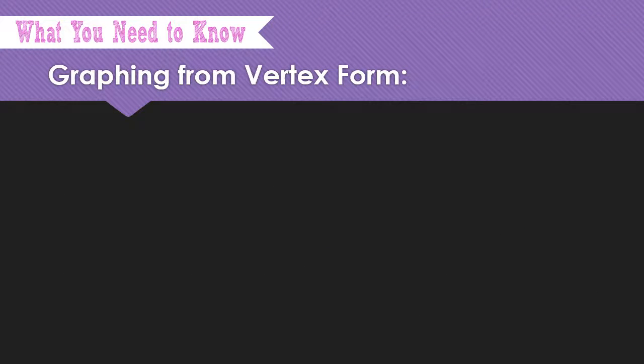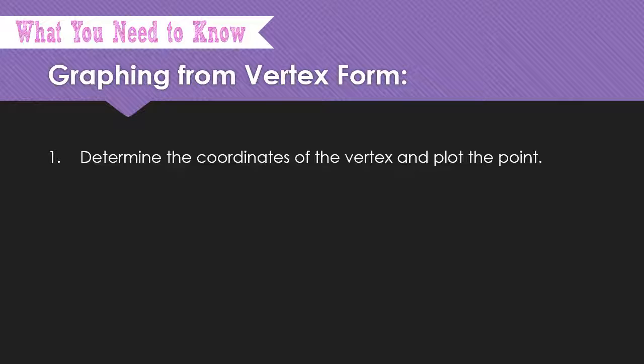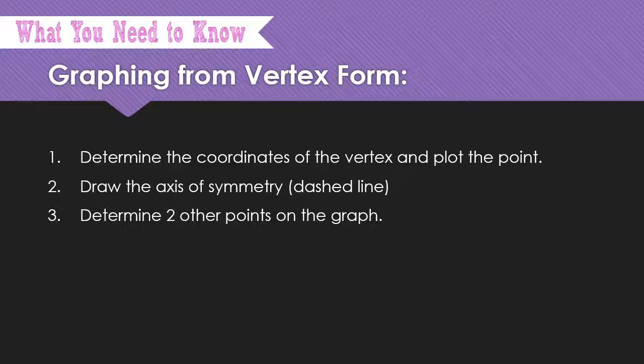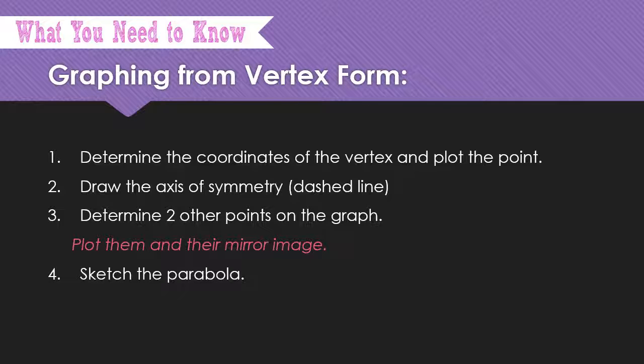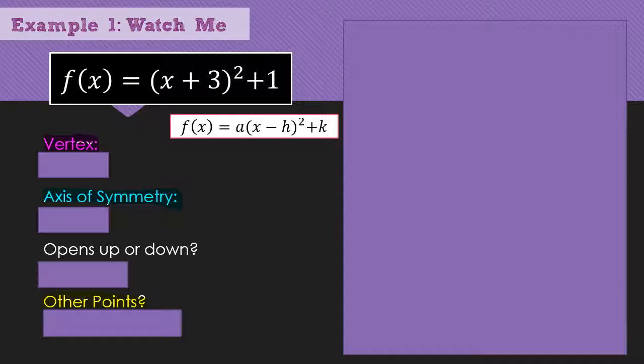So let's look at how we graph from vertex form. Step one is to determine the coordinates of the vertex and plot the point. So we find our h and our k first. Then we draw in the axis of symmetry as a dashed line. Third, we determine two other points on the graph, and I'll show you how to do that. We plot one and then the mirror image. Remember that the axis of symmetry shows us like the middle of the parabola, and what's on one side is going to be true in the mirrored image on the other. And then we go ahead and sketch our parabola. So let's take a look at those steps.